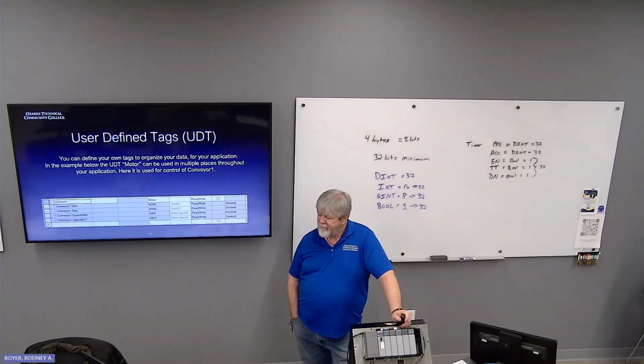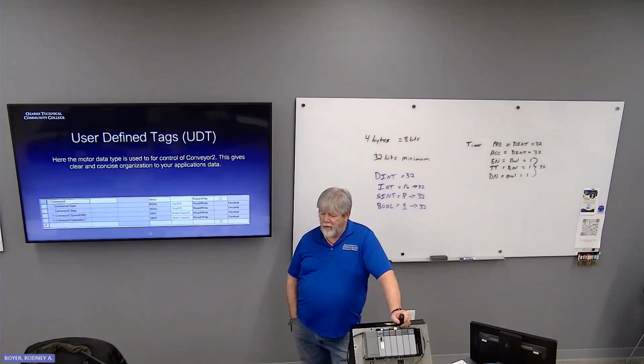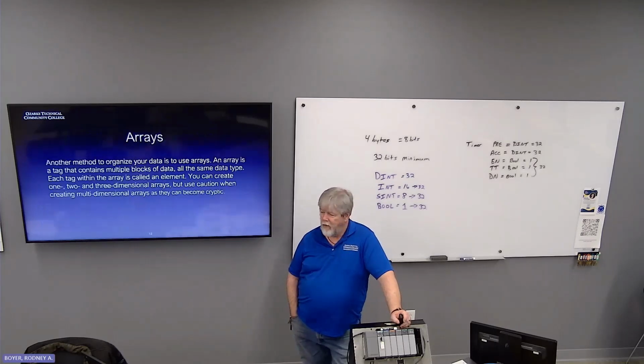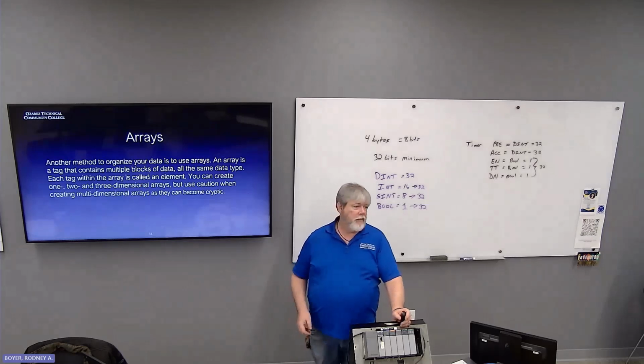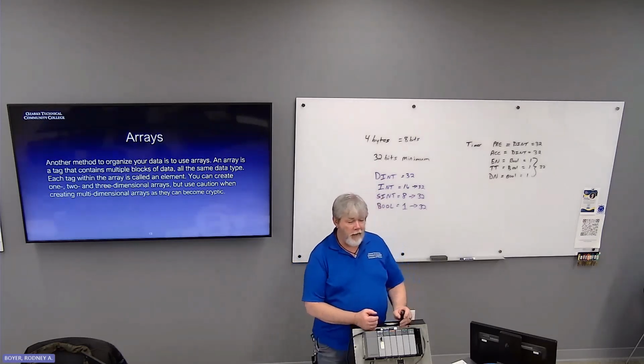But we had conveyor 1 called a motor type that created the other tags below it for us. We have another conveyor, conveyor 2, so we created a conveyor 2 tag, gave it a motor data type, and it created the other tags for us. When we get to that, you'll see how that operates.